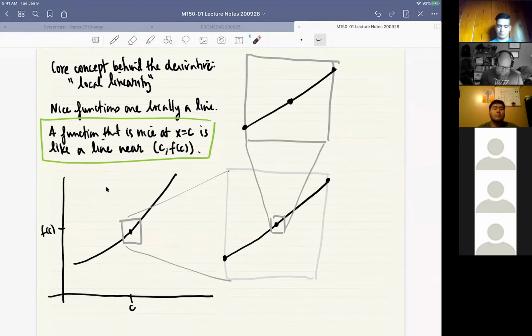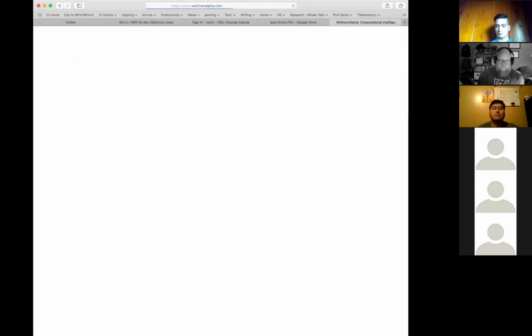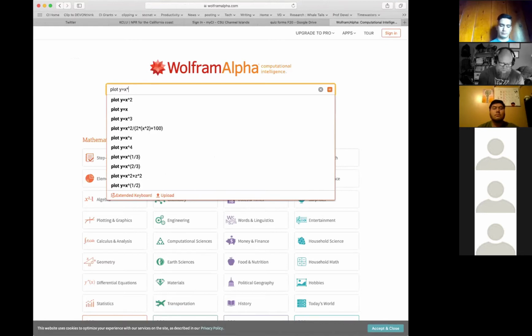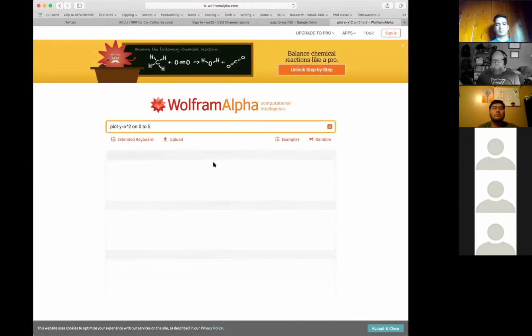Okay, so the question we have is, what is this line? This line that we're seeing is an important line to us, and so let's play a game with Wolfram Alpha to see if we can find the line. So I'm going to share my browser. And if you don't like Wolfram Alpha, you can use Desmos or something. But let's plot y equals x squared on 0 to 5. So we can just see a plot here.